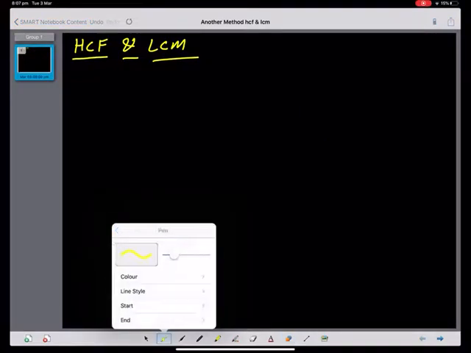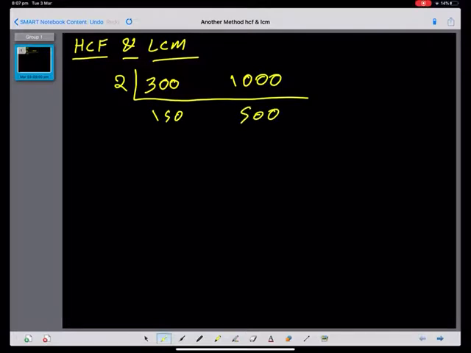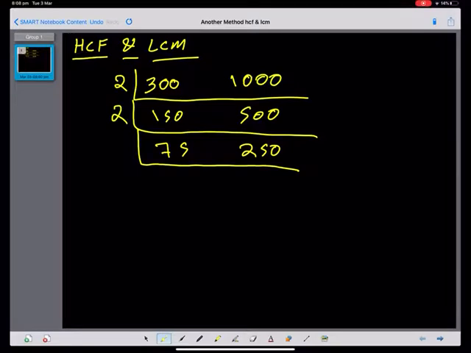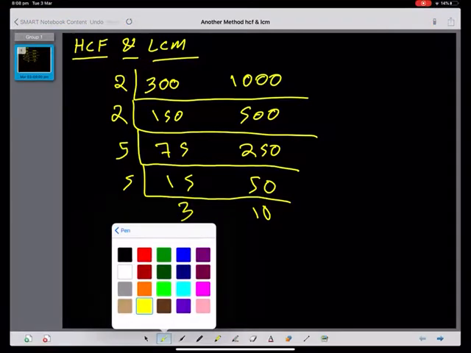Pause the video and see if you can find the HCF and LCM of, let's do 300 and 1,000. Nice easy one. Okay, so hopefully you've done that now. Divided by 2 to get 150 and 500. We can divide by 2 again to get 75 and 250. We can divide by 5 to get 15 and 50. Divide by 5 again to get 3 and 10, and we stop. 3 and 10 are co-prime.